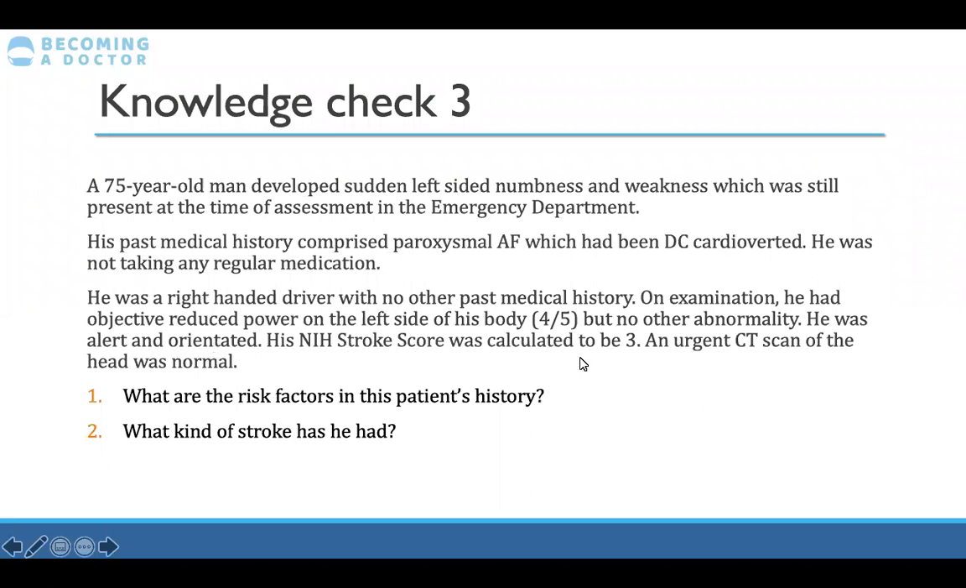And which side has he had his stroke? So he has reduced power on the left side of his body. Good, so he's had it on the right side. Brilliant. And so this is an ischemic stroke, so now we can use the Bamford classification. I'd like you guys to tell me which part it would fall under and how you would classify it and why. So give me a reason as well.